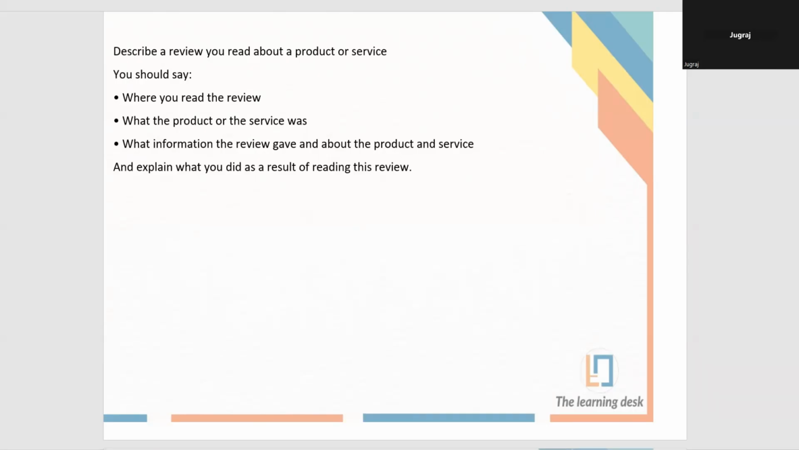Sir, I am talking about this topic for the first time because I do not do this kind of cue card on a daily basis. No worries, go for it. I will try my best.